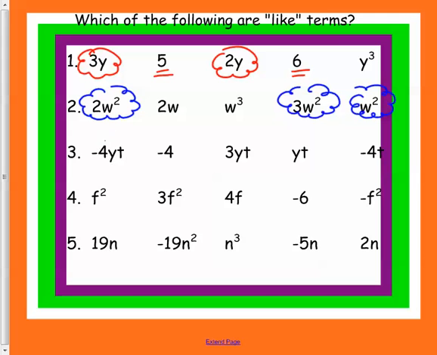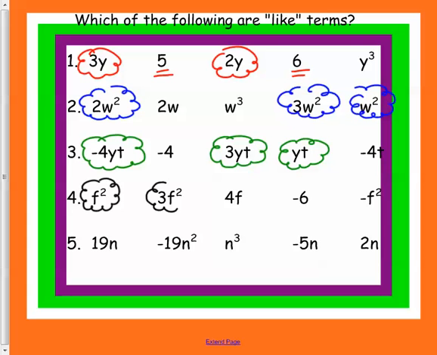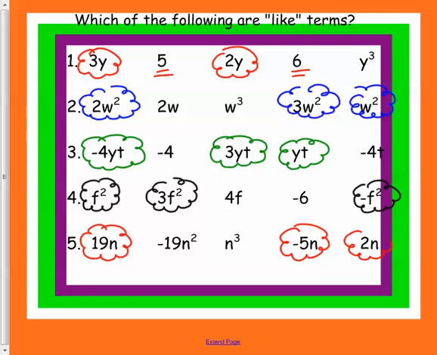In this one, the negative 4yt goes along with the 3yt and just the poor old 1yt. But if we look at this negative 4, he does not go with any of them, and this negative 4t does not go with any of them. F squared is just 1, and he goes with the 3f squared and the negative f squared. These two are all by themselves. And finally, if we look here, the 19n goes with the negative 5n and the 2n, but these two do not go with anybody.